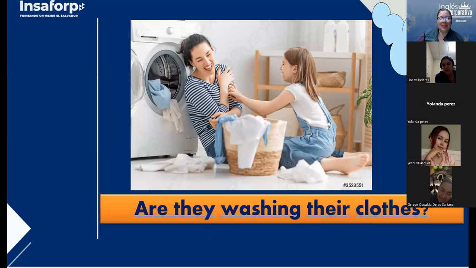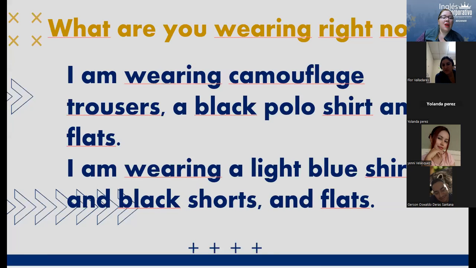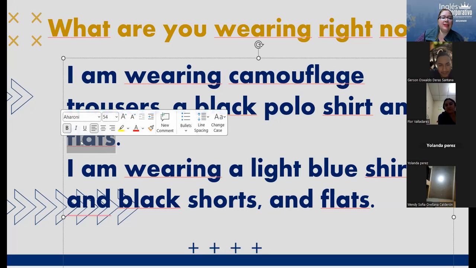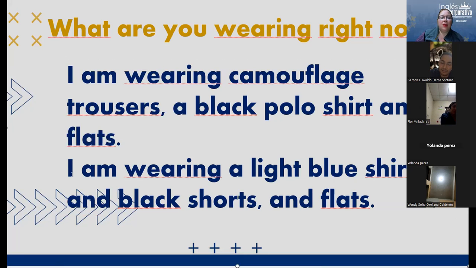Yes, correct. Thank you. Okay, people. Now, I will ask you. What are you wearing right now? I am wearing camouflage trousers, a black polo shirt, and flats. Flats means flat shoes, okay? Then, I'm wearing a light blue shirt and black shorts and flats. Also flat shoes.